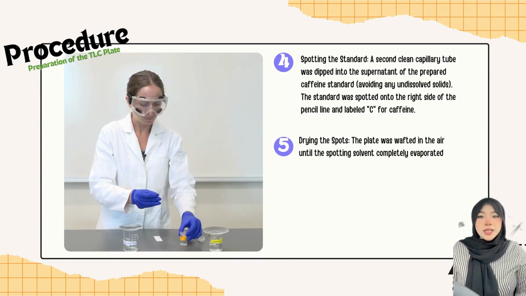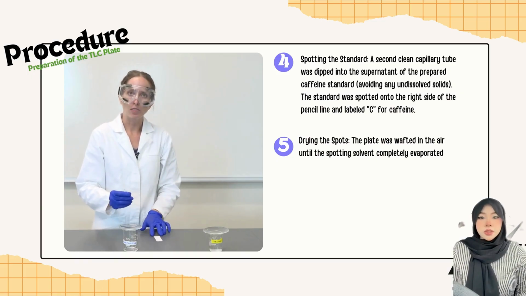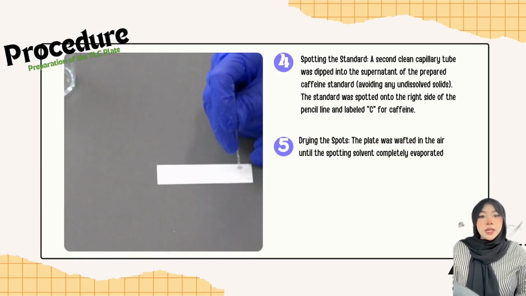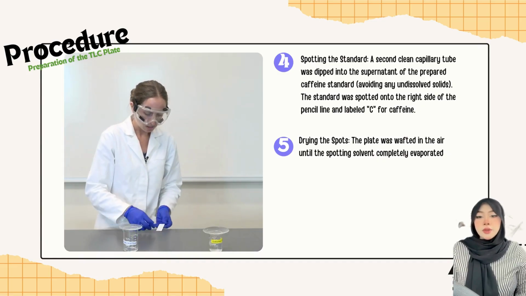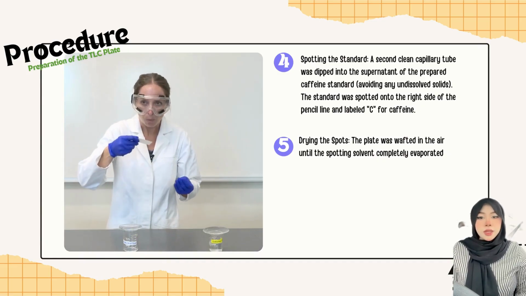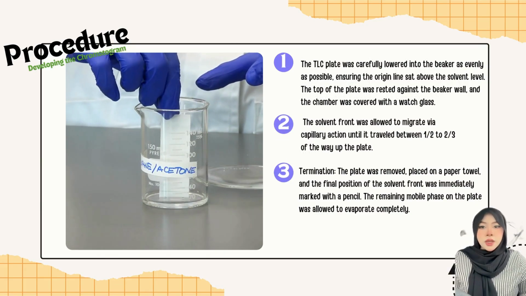Next, a second clean capillary tube was dipped into the prepared caffeine standard. The standard was spotted onto the right side of the pencil line and then labeled C for caffeine. Lastly, the plate was wafted in the air until the spotting solvent completely evaporated. The next step of the procedure is developing the chromatogram.